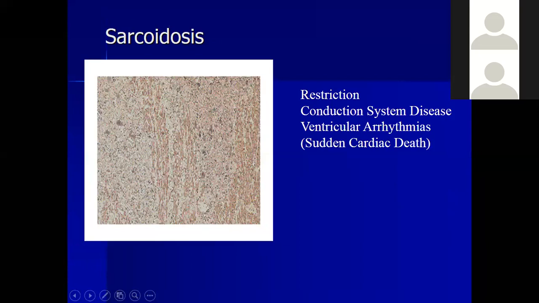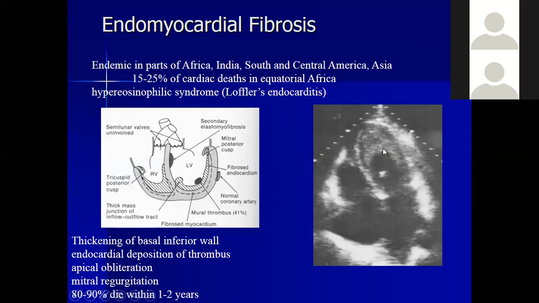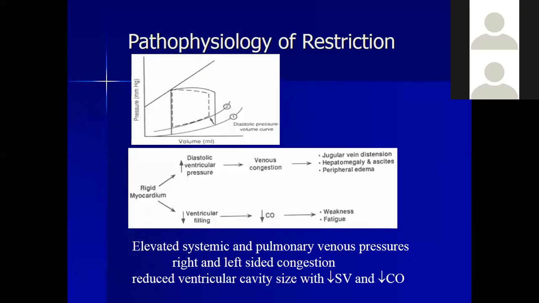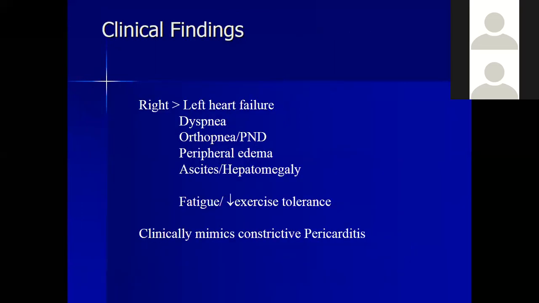Endomyocardial fibrosis is like eosinophilic infiltration in the LV apex. It looks like a thrombus. Usually there is thickening, with apical obliteration, or the inferior wall is more involved. When you check the eosinophil count, it is very high. This is the clinical finding.